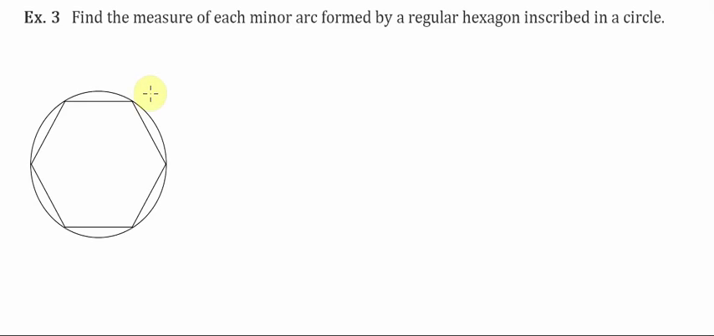All right, so I have one final example I want to go through. What we're trying to do is find the measure of each minor arc formed by a regular hexagon inscribed in a circle. Inscribed means that every single vertex of the hexagon is on the point of this circle. Let's just call it circle K.